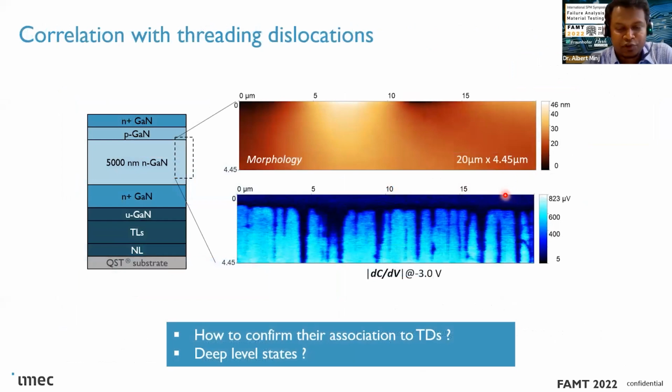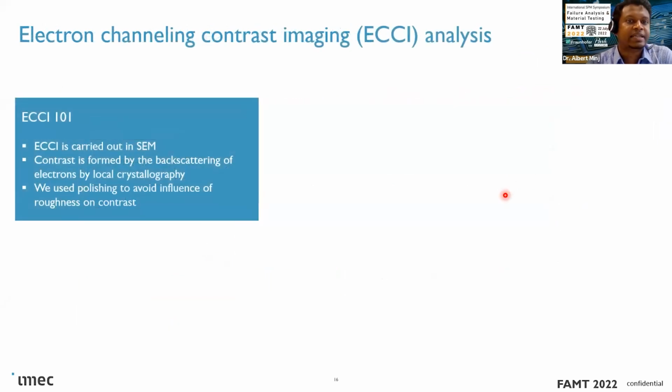So now we have a hypothesis that we saw the signature of threading dislocations, but what's the proof that these are threading dislocations? And second, how do we prove that they are associated with deep acceptors? So for that, we actually carried out electron channeling contrast imaging. ECCI is very sensitive to local distortion in the crystallography, typically given by local defects such as dislocations or stacking faults. So this is a very robust technique to look at them.